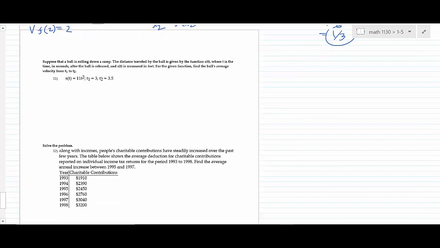asked for the average rate of change, what you're ultimately doing is you're finding the slope of a line that connects two points on the function. We call that a secant line. So if your focus is totally on, I need to get two points and then find the slope, that's really what average rate of change is.